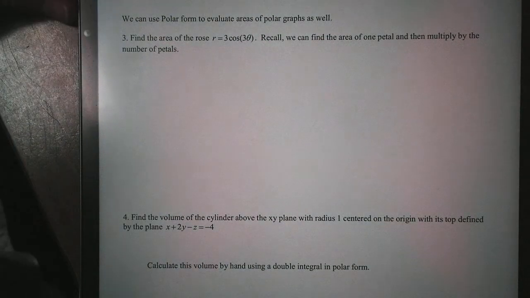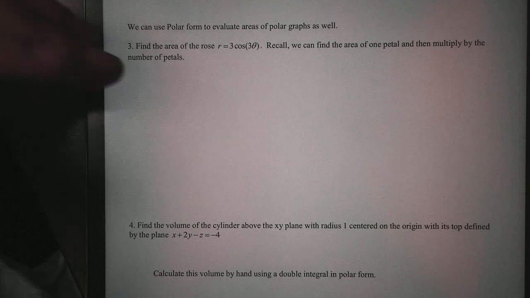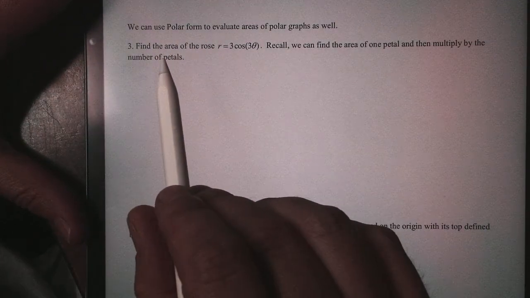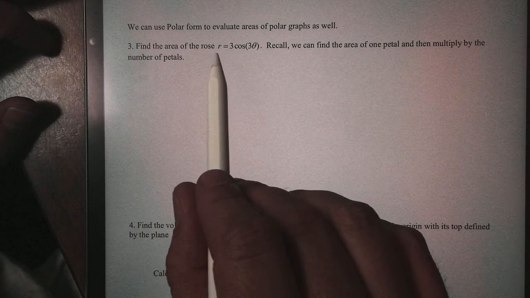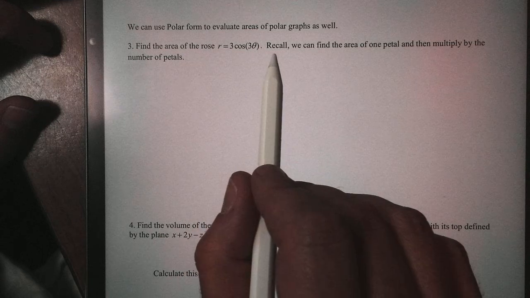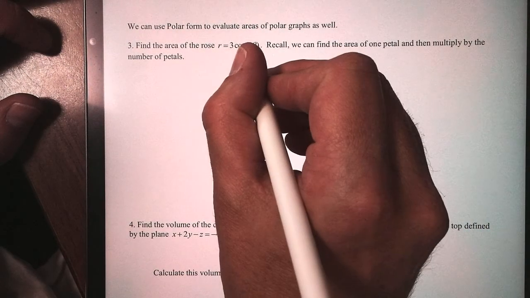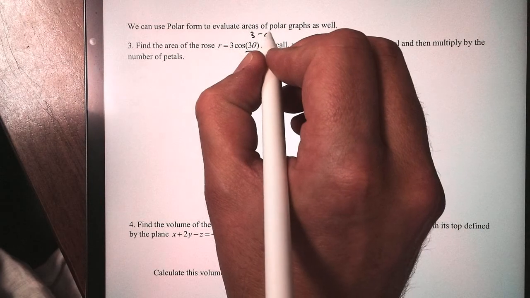Hey, welcome back. We're going to continue our discussion on how we can use polars with multivariable. And we're going to revisit a problem that we saw in calculus last year where we want to find the area of a rose. Now this rose has three petals. We can tell by the 3 in front of the theta. So this is a 3-petal rose.